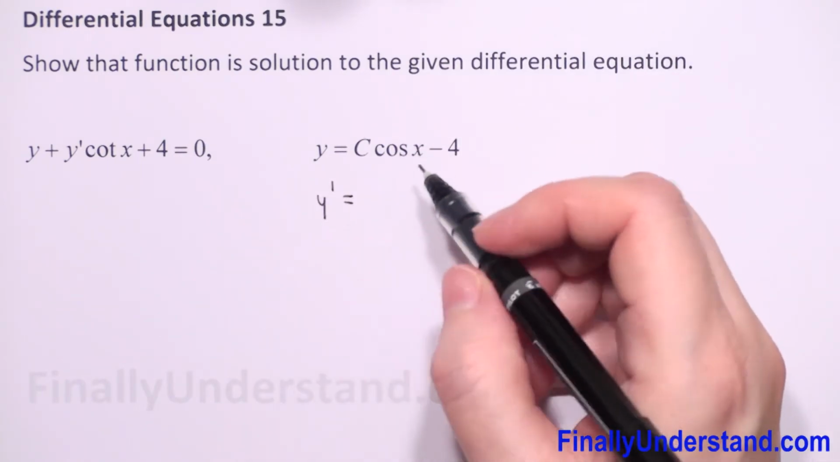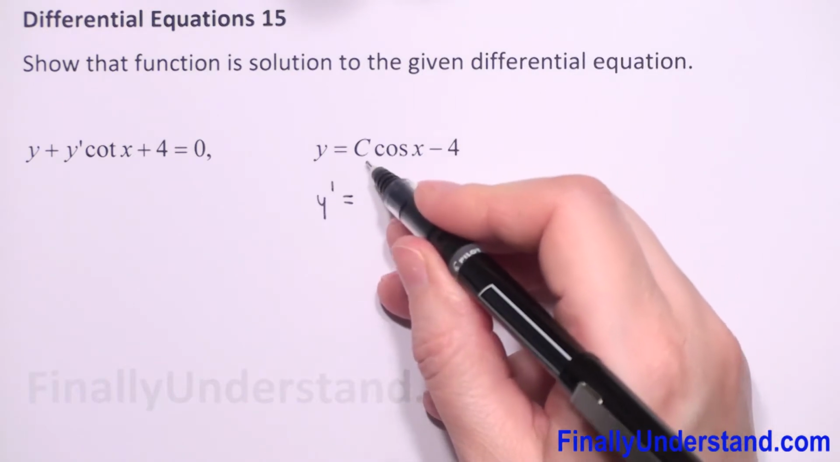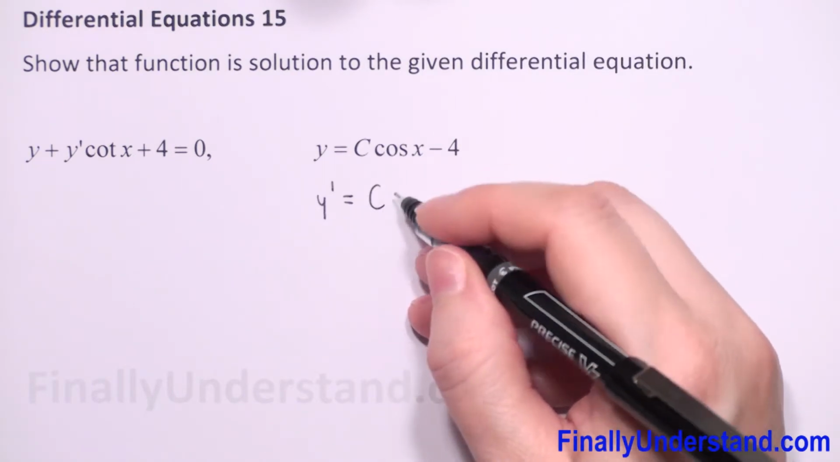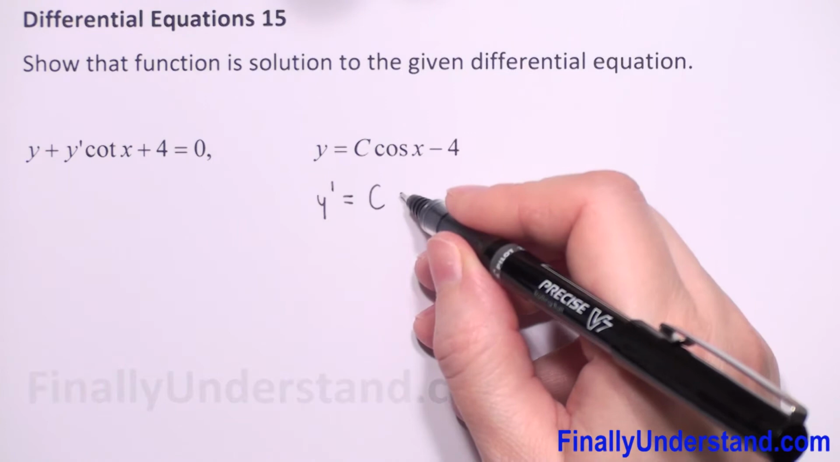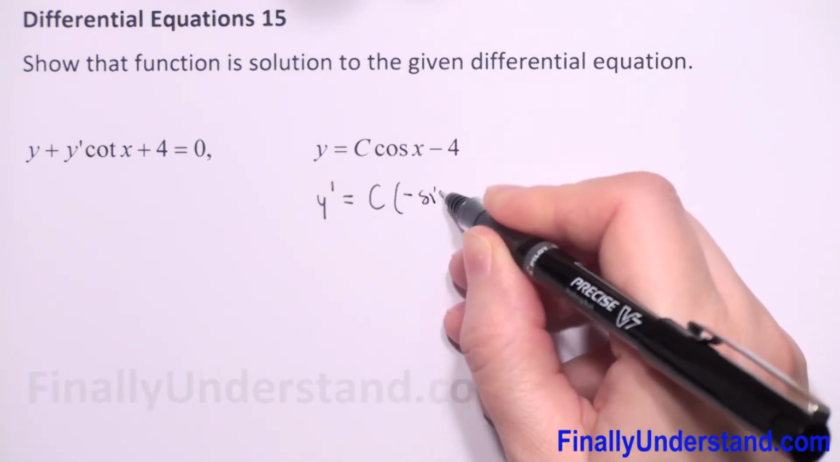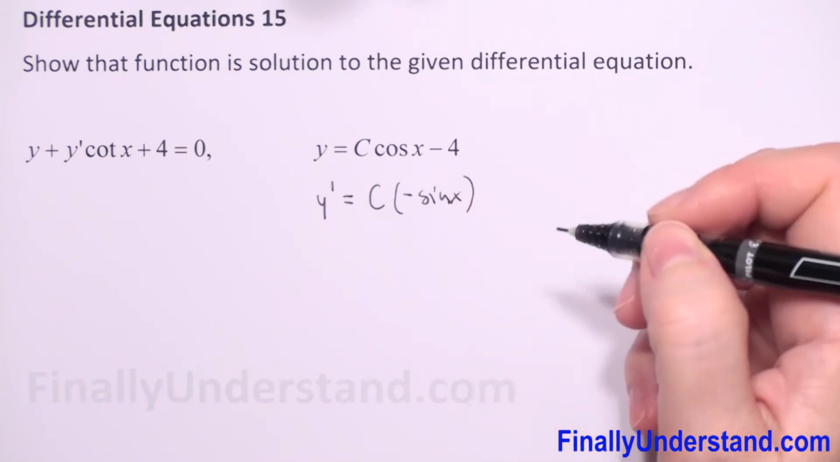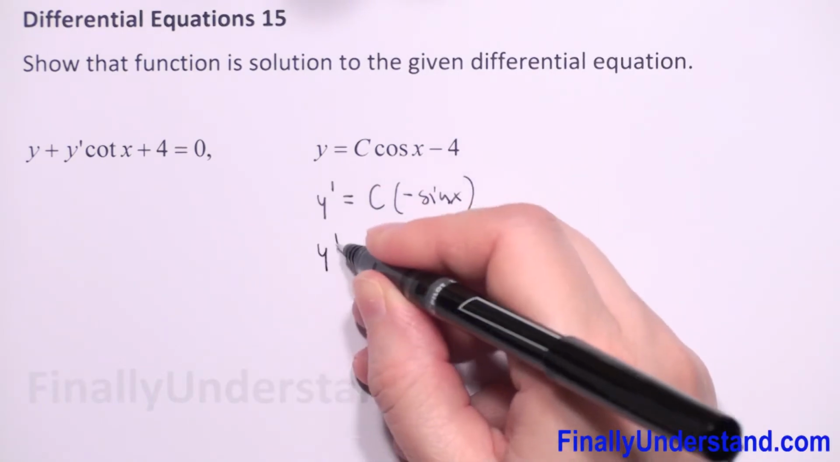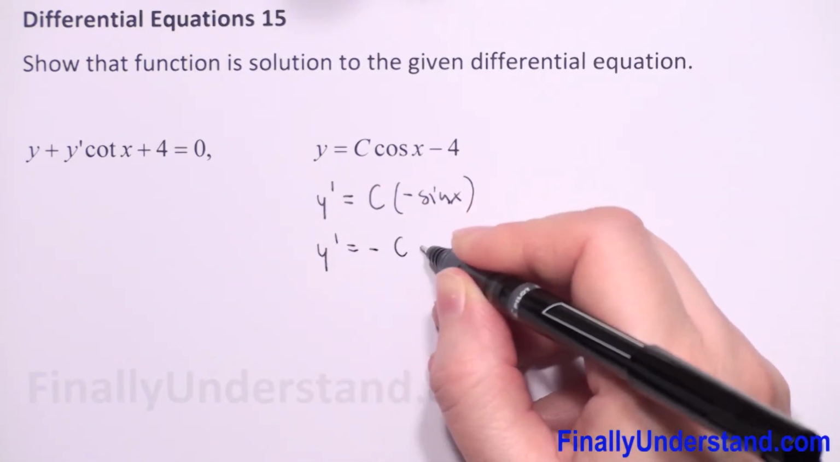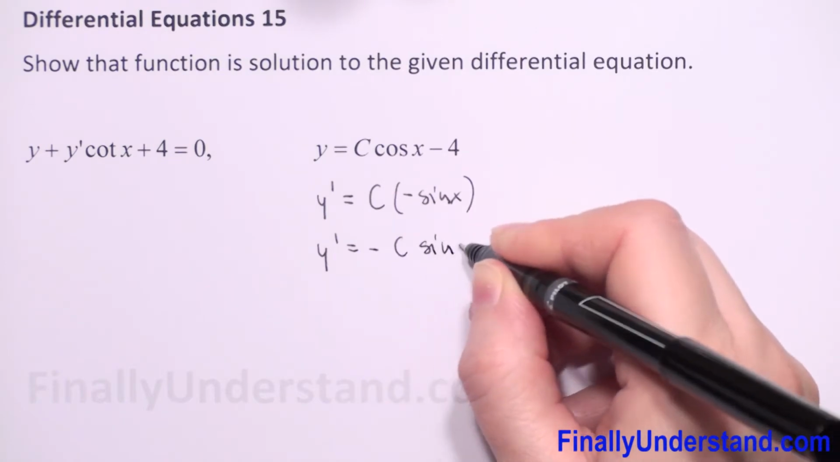So this is equal, constant c we copy, and the derivative of cosine is negative sine of x, and the derivative of a constant is 0, we don't have to write it. So y prime is equal to negative c sine of x.